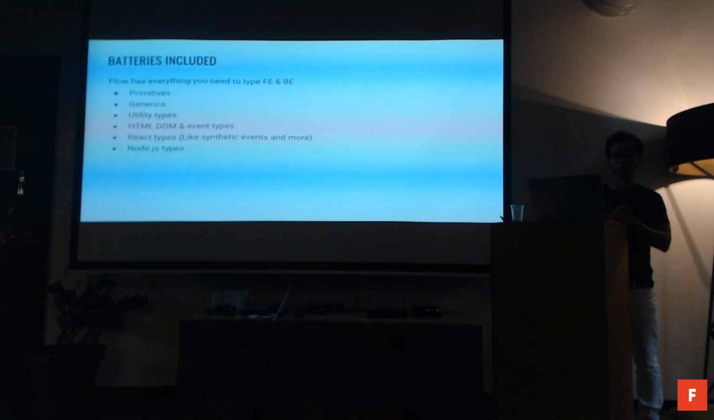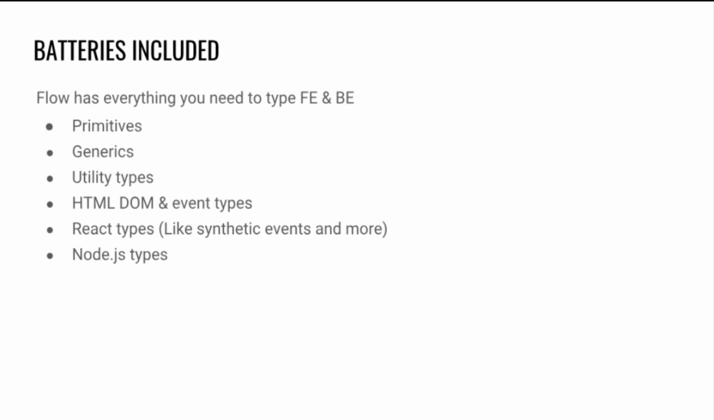As I mentioned, the primitives, arrays, strings, objects, etc. It has a super powerful generic system, which if you're familiar with any type system, maybe you heard of this. But if not, we'll cover it a little bit later. And we have utility types, which help us with super complex stuff. We'll also scratch a bit about it.